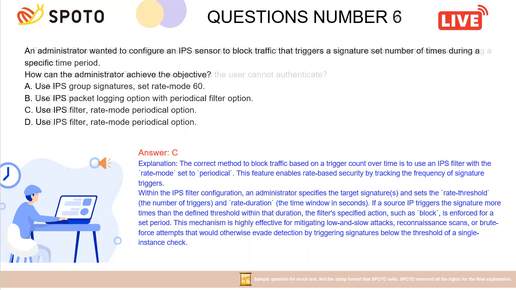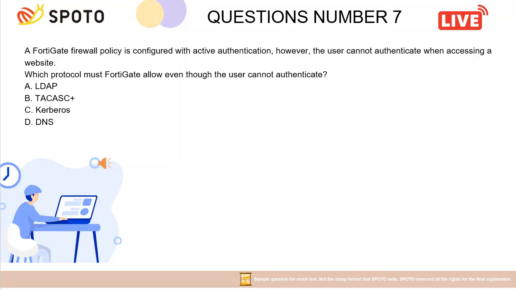Question 7. A FortiGate firewall policy is configured with active authentication. However, the user cannot authenticate when accessing a website. Which protocol must FortiGate allow even though the user cannot authenticate? A. LDAP. B. TACACS Plus. C. Kerberos. D. DNS. You have 15 seconds to answer.